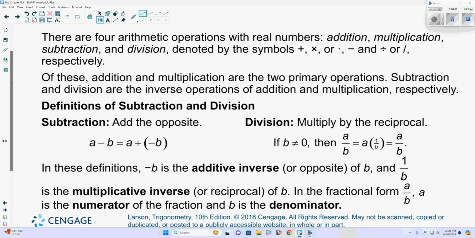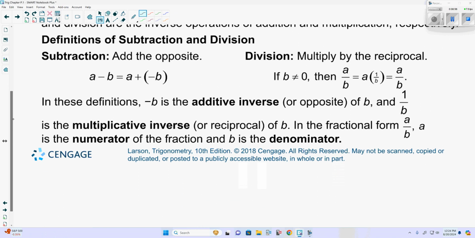Definition of subtraction and division. Subtraction: add the opposite. So we could say 4 minus 2. Or I can add the opposite, which is negative 2.